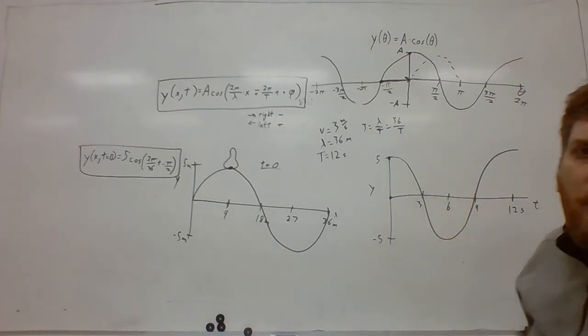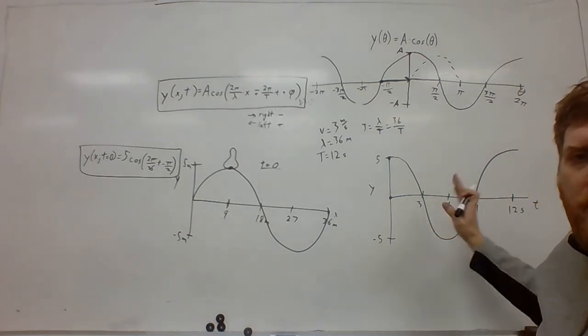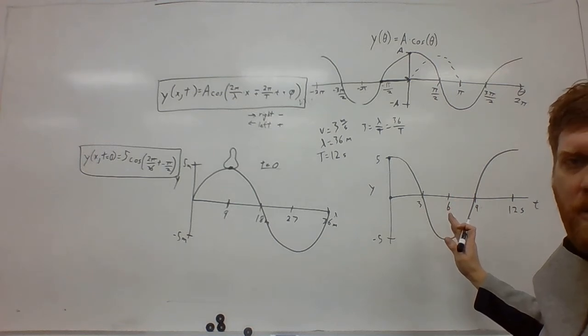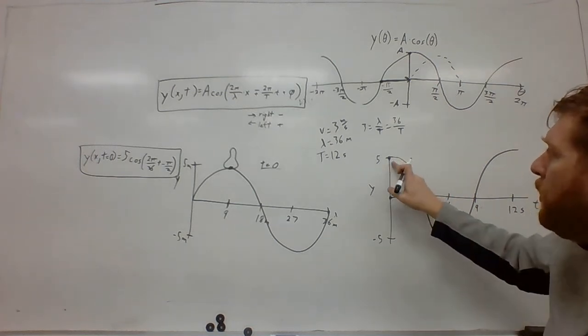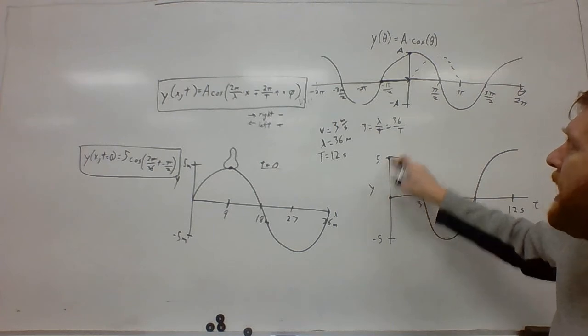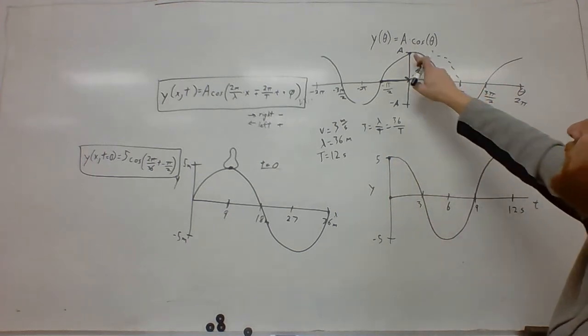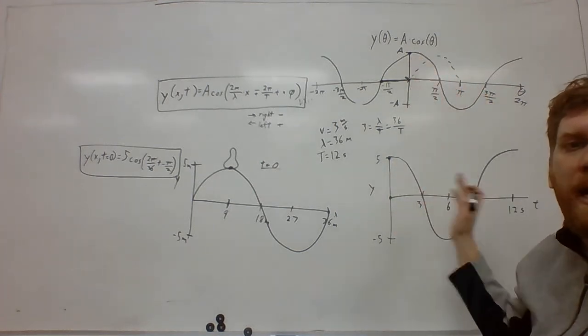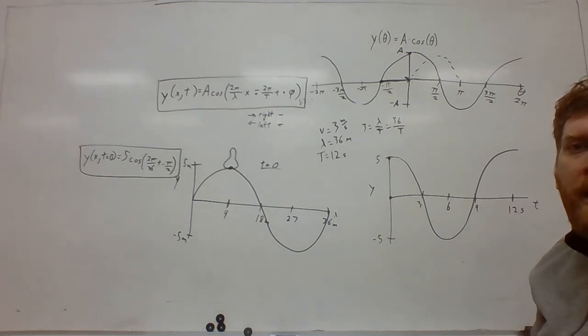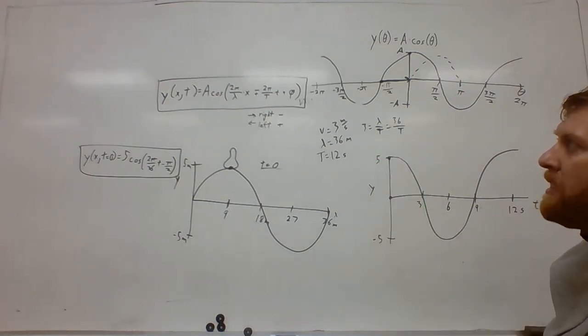I know there's going to be no phase constant. How do we know that the phase constant in this case should be 0? The way that we know is because it starts right up at a maximum, and a typical cosine graph starts at a maximum. And so we're not shifting that graph over one way or another. But let's solve for that mathematically.